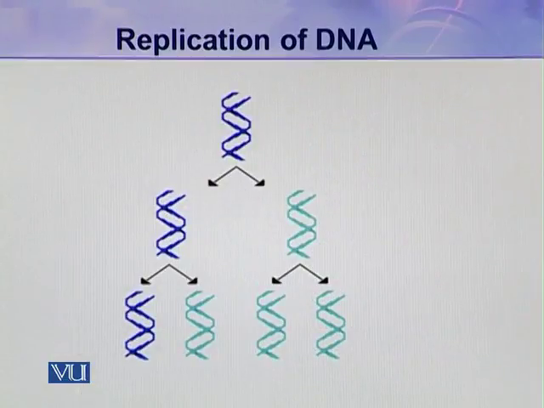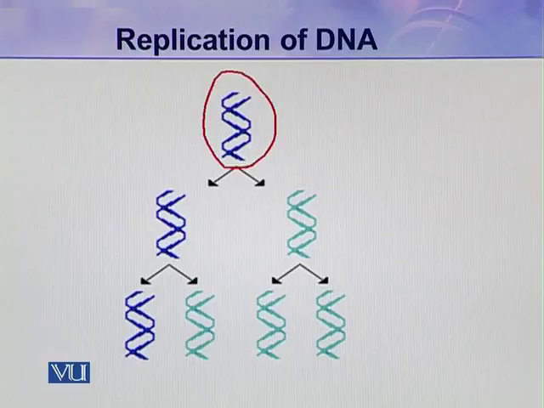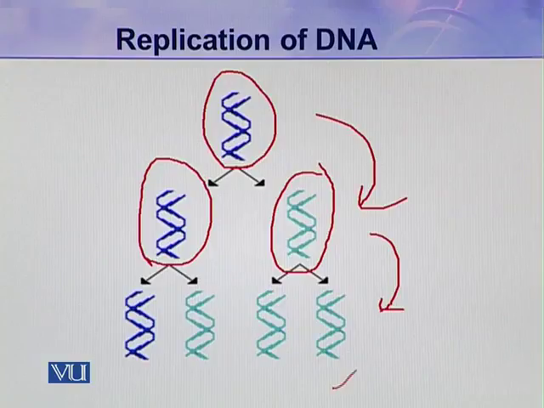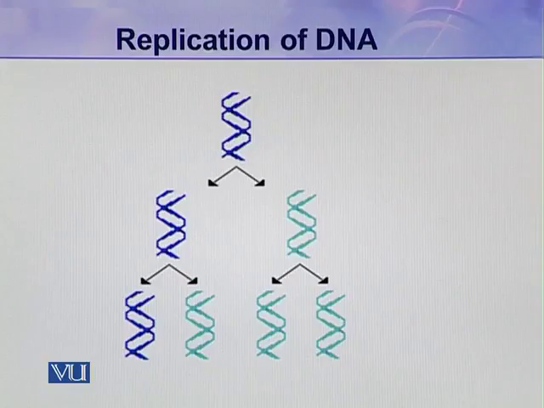As you can see in this demonstration, this is the double helical model, and after replication, this molecule is completely newly synthesized, while these two strands are completely conserved. Similarly, in the next cycle, one is newly synthesized and one is conserved. So this is called the conservative model of DNA replication.